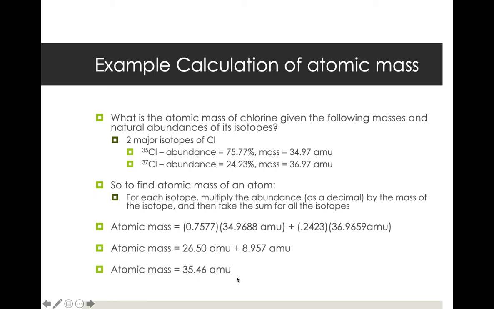And you'll see in the periodic table it's actually about 35.45, so it's very close to this. There are some differences in percent abundances and some other things that go on there that lead to that. But this is how the calculation works.